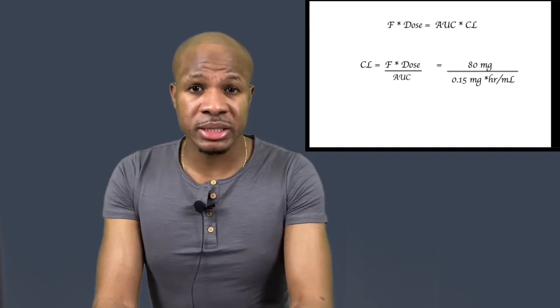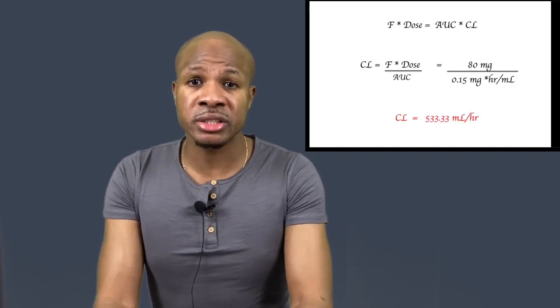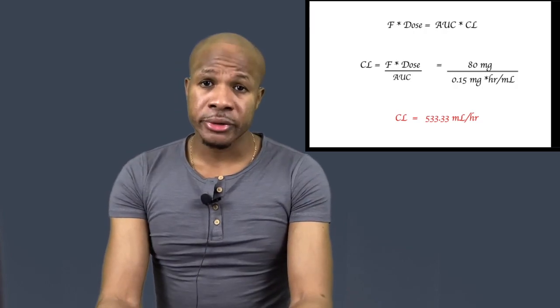Okay, so now that we have our equation, we can go ahead and solve for the clearance. The amount of drug absorbed is equal to 80 milligrams. The AUC, or the exposure, is 0.15. So we divide both sides by 0.15, and that gives us our clearance. Now that we have our clearance, how do we get the half-life of the drug?